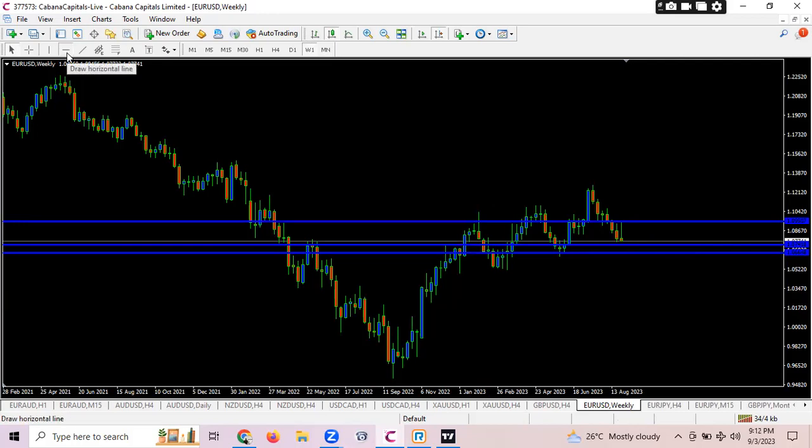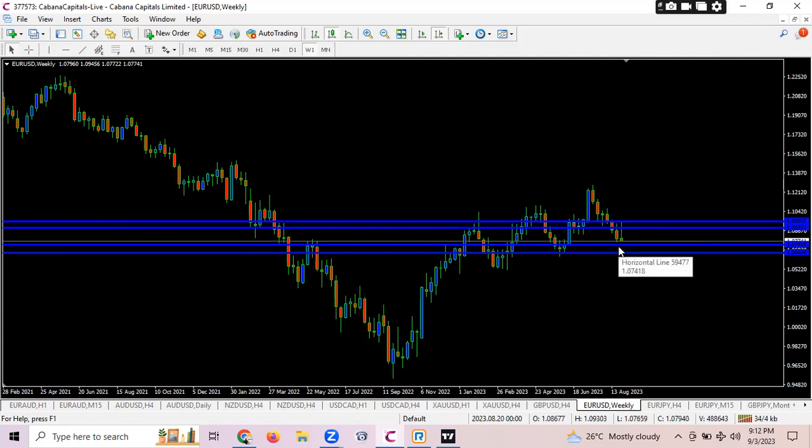Market tested that zone last week, and there was a strong rejection. You can see there was a strong rejection from that level, indicating that the bears are still in control. So if they successfully push price below this support, you should expect more bearish move on Euro USD. I hope that is clear.